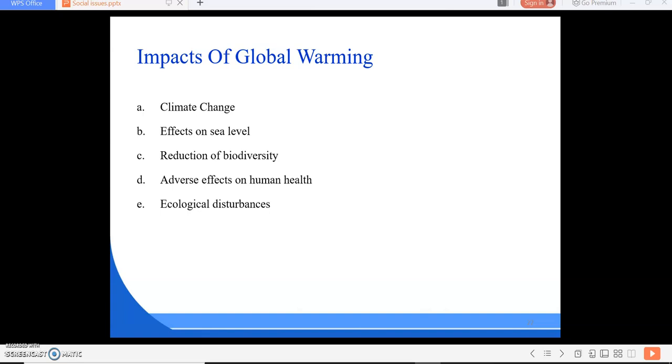Next is ecological disturbance. Global warming increases deserts. It increases temperature in North America, South Africa, Mexico, India, and other countries. Hurricanes, cyclones, and floods will be more frequent, which will damage the lagoons and coral reefs. Global warming may cause extinction of more than 1 million species of animals and plants by 2050. So, these are the various impacts of global warming.